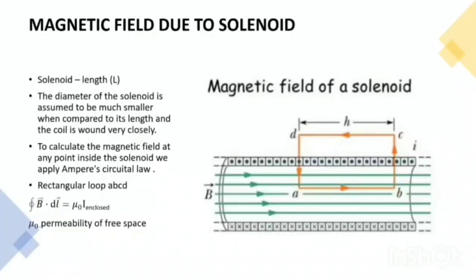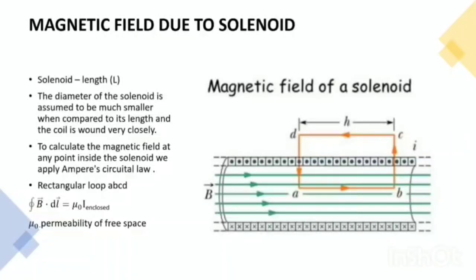Consider a solenoid of length L having N turns. The diameter of the solenoid is assumed to be much smaller when compared to its length and the coil is wound very closely. To calculate the magnetic field at any point inside the solenoid, we apply Ampere's circuital law, which states that the line integral of magnetic field over a closed loop is mu naught times the net current enclosed by the loop.